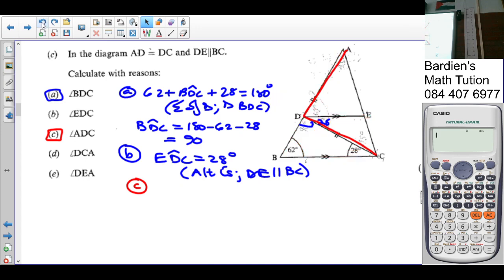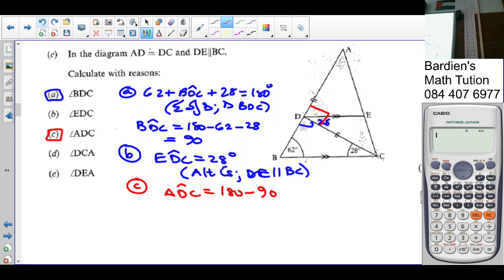Angles on the straight line, absolutely. So it's also going to be 90. So you're going to say that ADC is equal to 180 minus 90, angles on the straight line, which gives us an angle of 90 degrees. Okay?